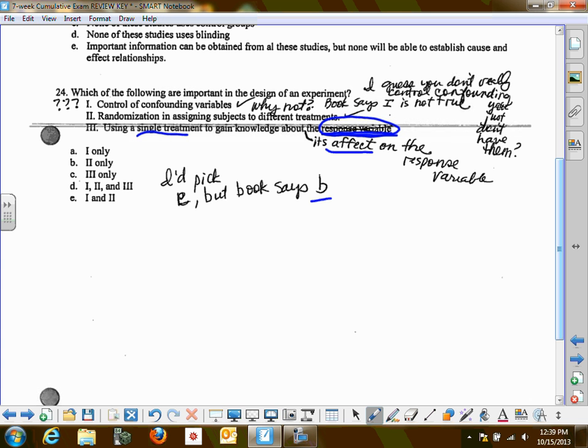Okay, hold on. When it says use a single treatment to gain knowledge about the... I think this is also a wrong thing. In an experiment, if you do a single treatment, you just give everybody 1,000 milligrams of whatever? You need to have something to compare it against, so that's another reason. So you have to have something to have a difference there. Okay. Now, 2 I'm good with.